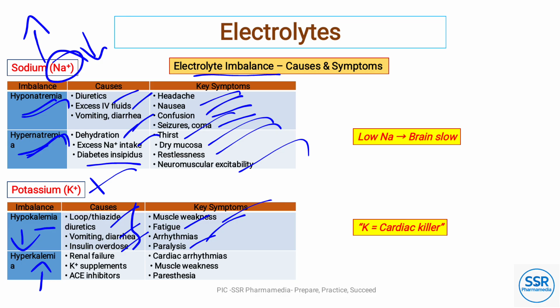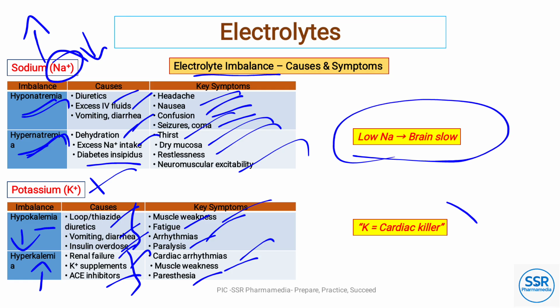Hyperkalemia means increased potassium level. It occurs during renal failure, with potassium supplements in large amounts, and when we take ACE, angiotensin converting enzyme inhibitors. In these conditions potassium levels increase and hyperkalemia may occur. Due to hyperkalemia, the symptoms are cardiac arrhythmias, muscle weakness and paresthesia. So low sodium decreases brain power, and low potassium leads to cardiac problems.